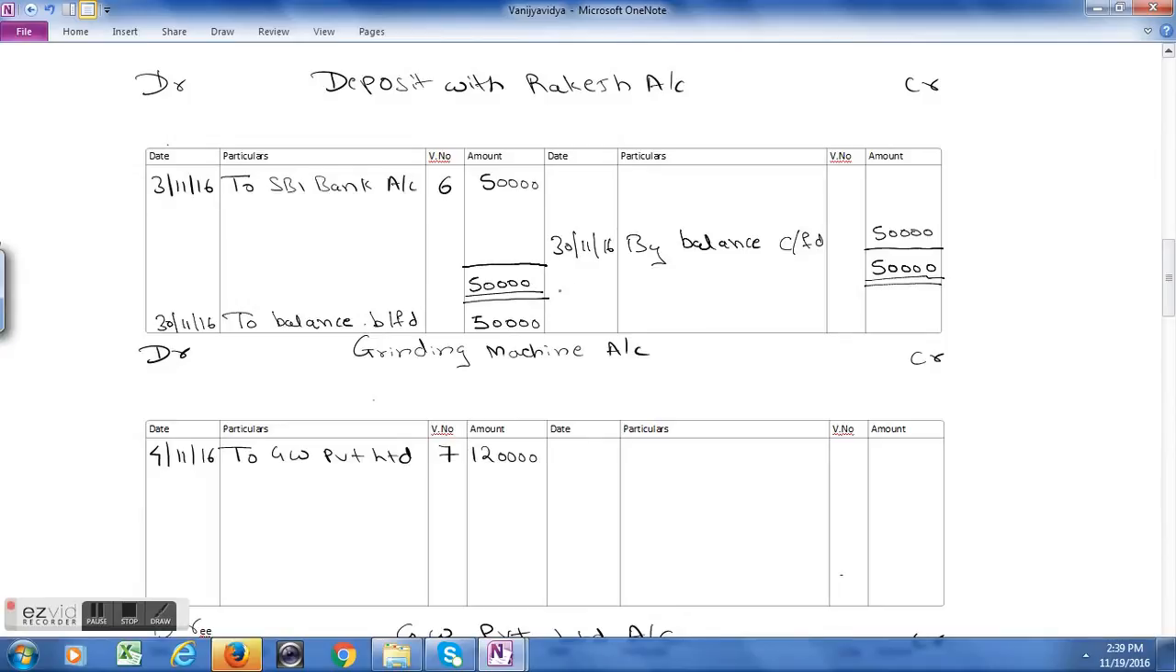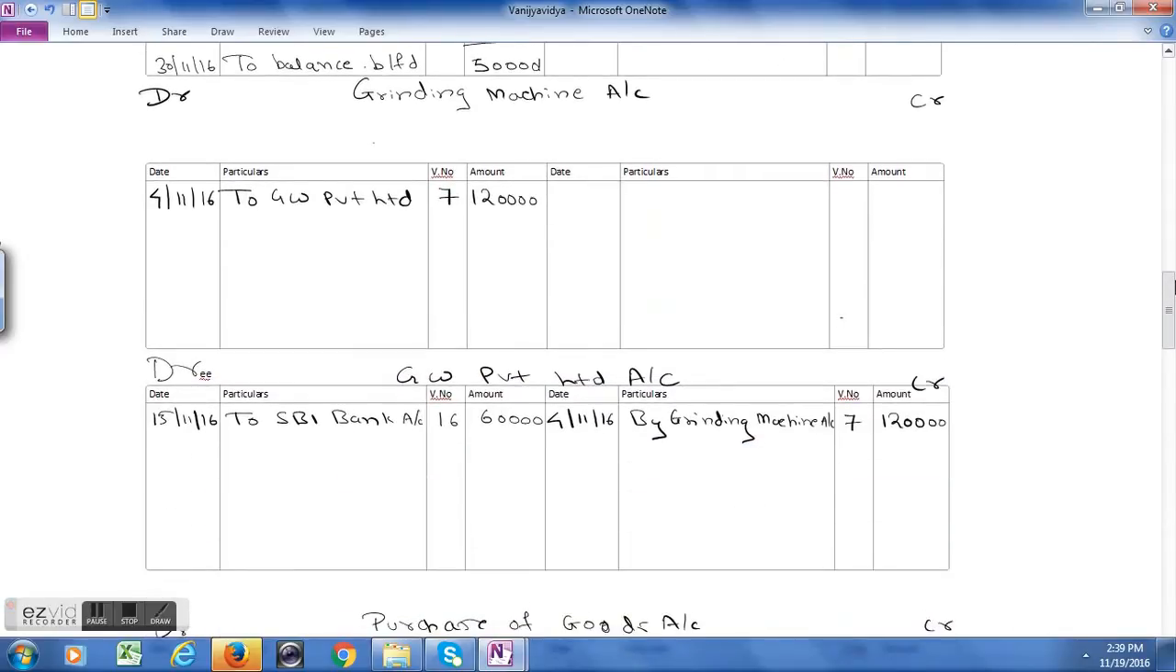Now we will go to the next account. What is the next account? Grinding machine account. If you see the grinding machine account, again there are no postings on the credit side, so we will take the debit side total on both the sides, that is 1,20,000.